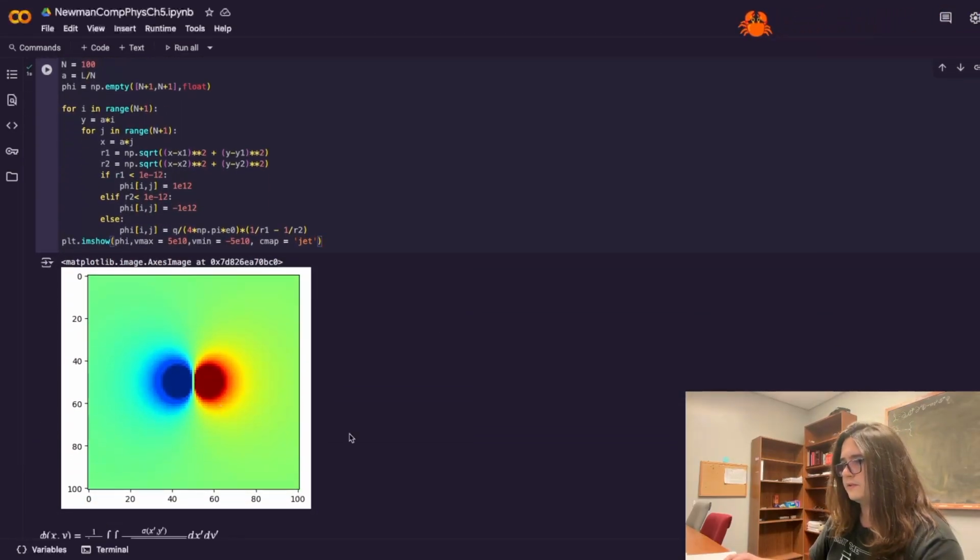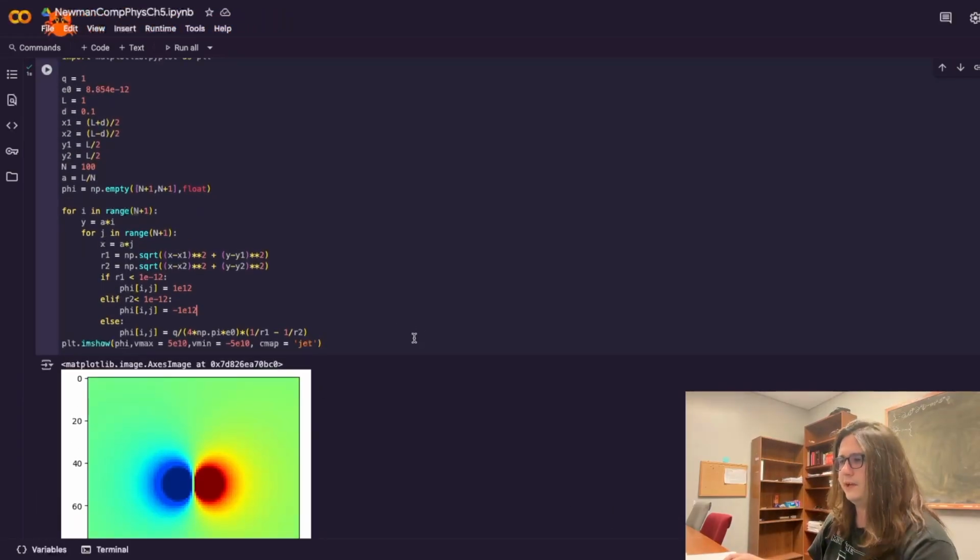And it looks fantastic. There's the positively charged particle on the right, negatively on the left, and then 100 grid points on the 1 meter scale to differentiate what the potential values are at each spot.